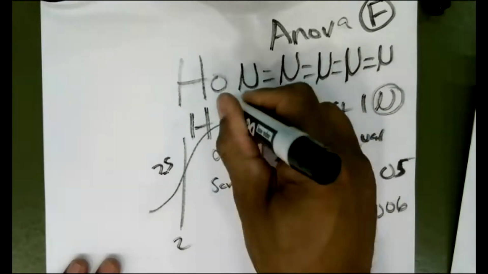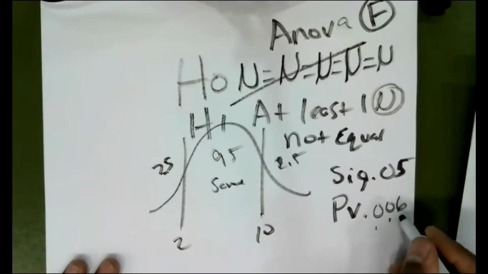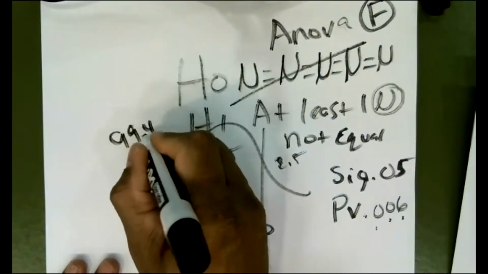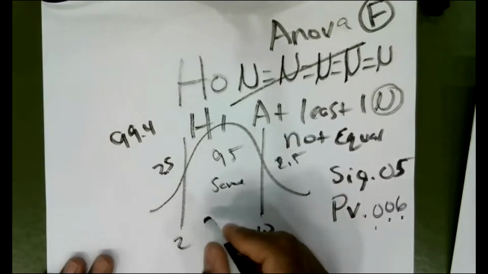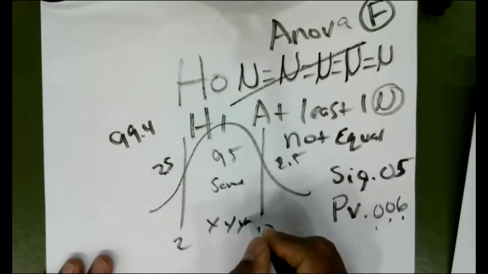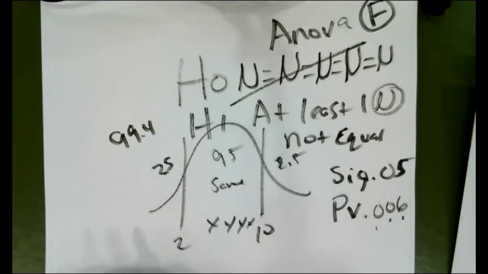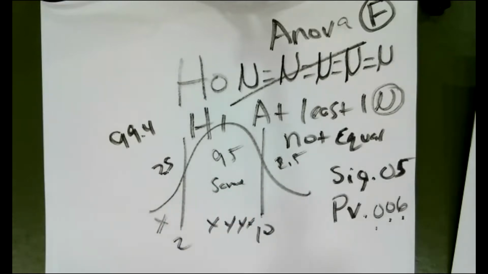And we can reject our null and say that we're 99.4% confident that at least one of these are different. Is it one that's higher or is it one that's lower? I don't know. But what happens is that the ANOVA doesn't tell us which one's different. All it tells us is one of them's different. That's it.